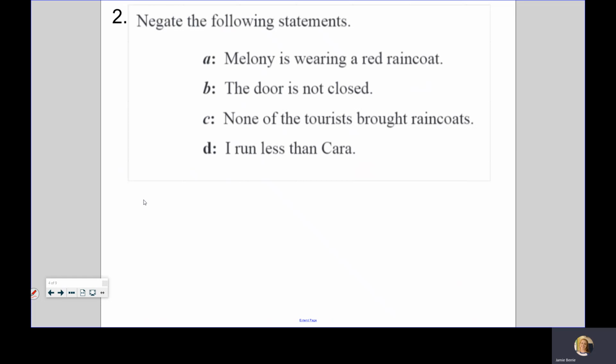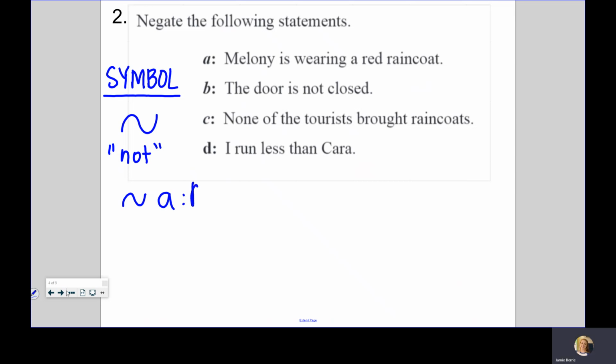Now, talking about negations, I need to tell you what the symbol is for negations. So we have a special symbol for negations. It looks like this. It's like a little squiggle. We read this as not. So for example, we would write a little squiggle and then A. That would mean not A, or the negation of A. So what would be the negation of the statement A? Yep. So that's one where you can just easily insert the word not. Melanie is not wearing a red raincoat.